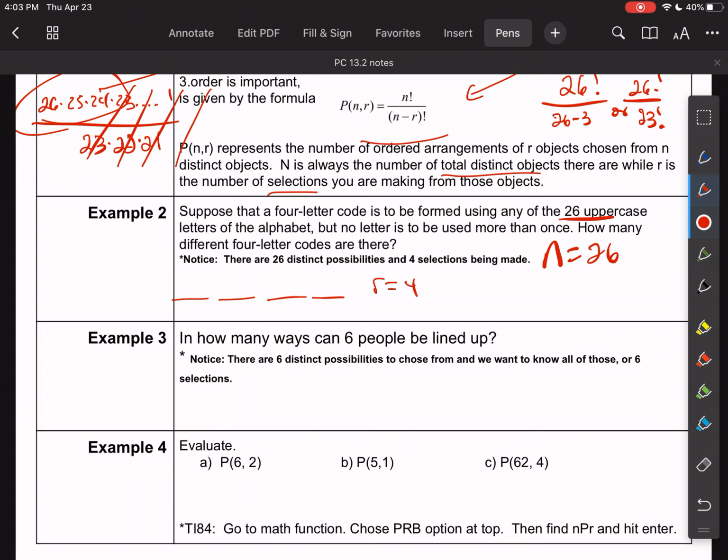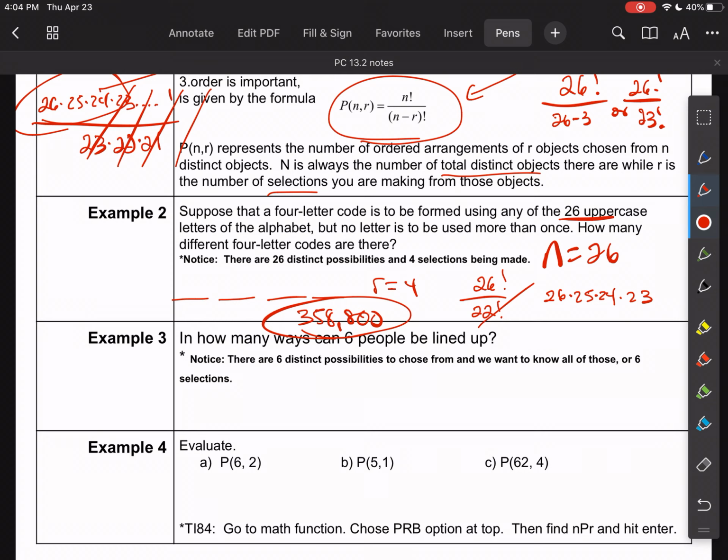So we would use the formula for permutations where no repetition is allowed. We have 26 factorial over, this would end up being 22 factorial. The 22 factorial cancels out, and you're left with 26 times 25 times 24 times 23. Let me see what that is. That comes out to 358,800 possibilities. Kind of cool.